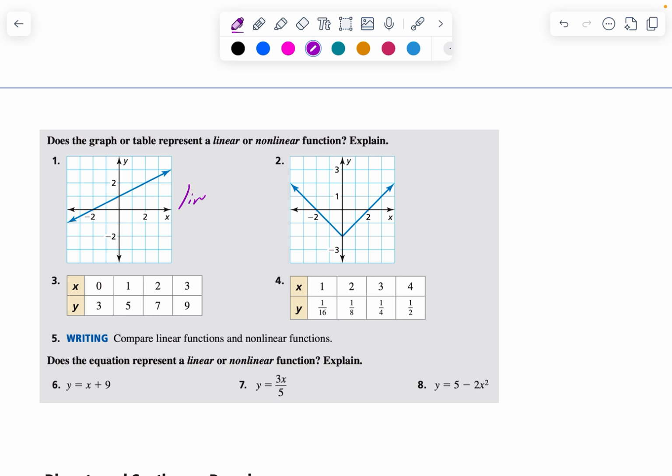So this is linear, nice straight line. Non-linear. So even though it's 2 straight lines, it's 2, not 1 straight line. These are plus 1, plus 1, plus 1. This is plus 2, plus 2, plus 2. Yes. Oh, plus linear.